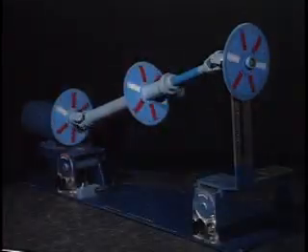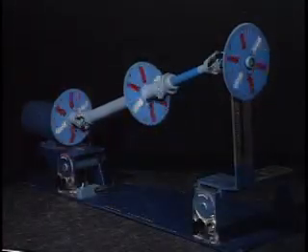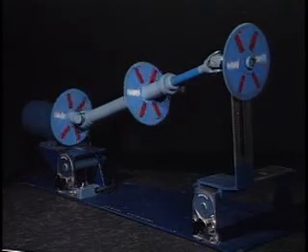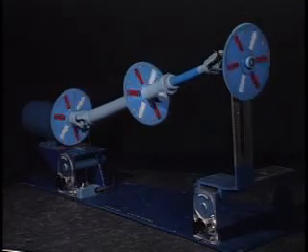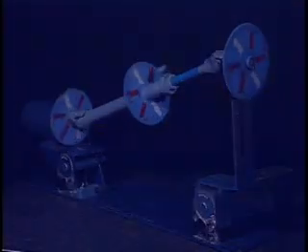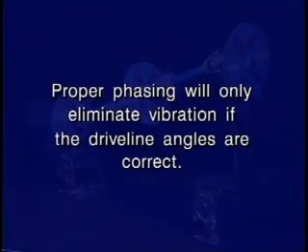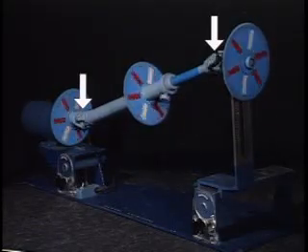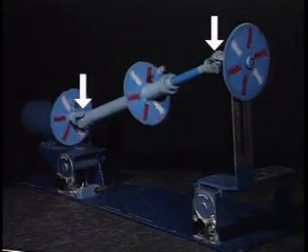By lining up the yokes on each shaft, we've canceled out the fluctuating speed of the center sprocket. This canceling effect only works if each U-joint is at the proper angle. In other words, proper phasing will only eliminate vibration if the driveline angles are correct. The angle of the U-joint at each end of the shaft should be the same.